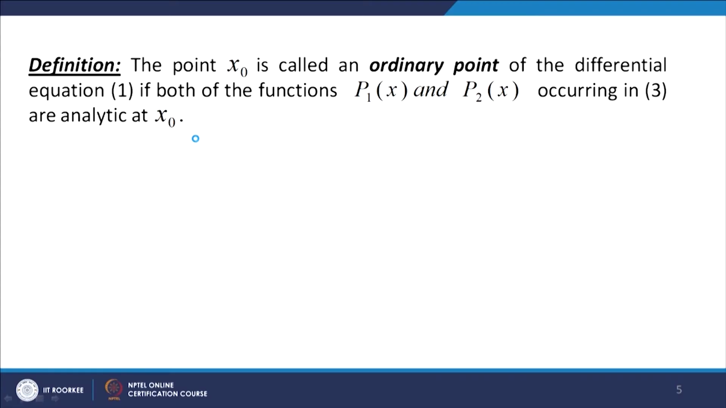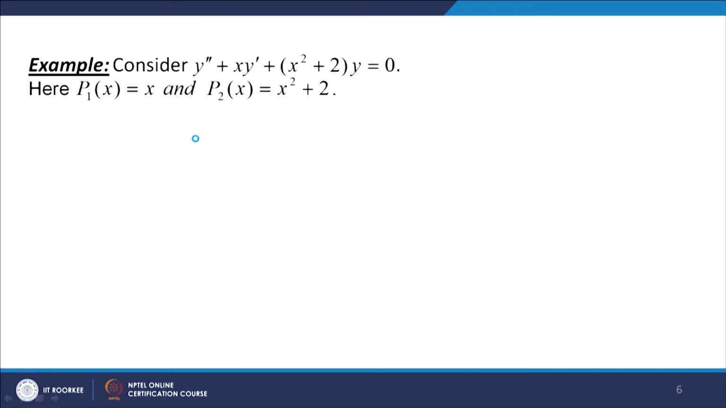That means the Taylor series of the functions p1(x) and p2(x) about the point x = x0 exist and converge in some open interval containing the point x = x0. Now, let us consider y'' + x y' + (x^2 + 2) y = 0. So, here we can see that p1(x) is x and p2(x) is x^2 + 2. So, p1(x) is a polynomial and p2(x) is a polynomial. Both polynomials are analytic functions.